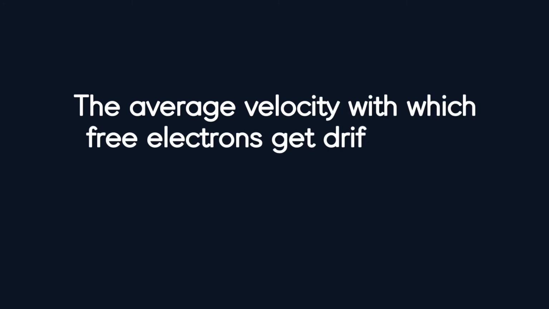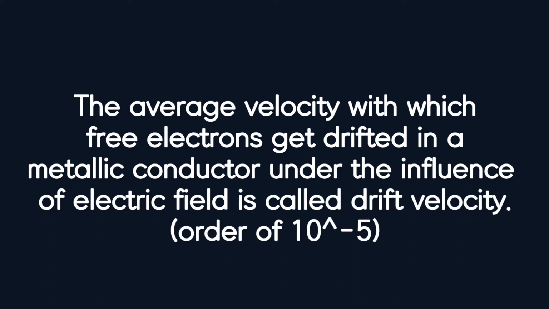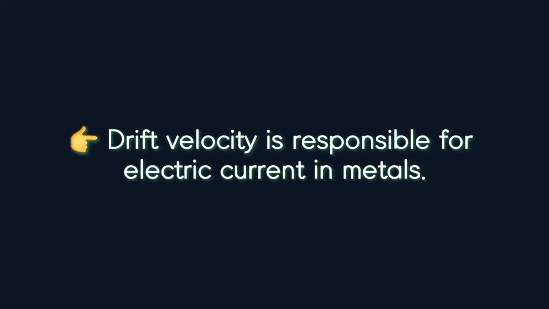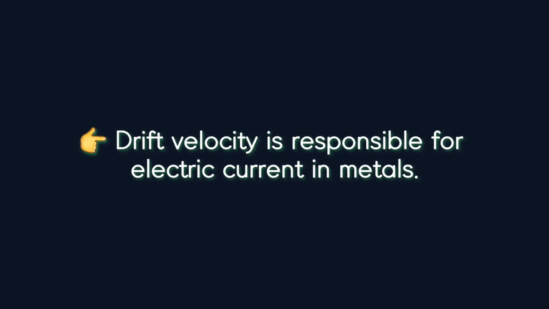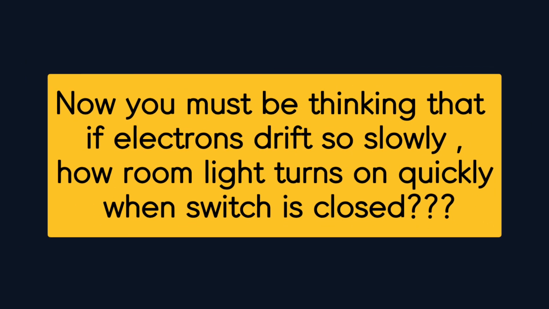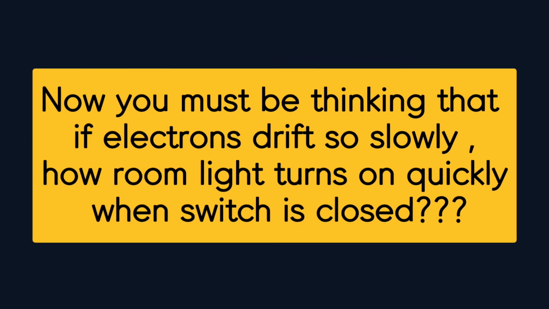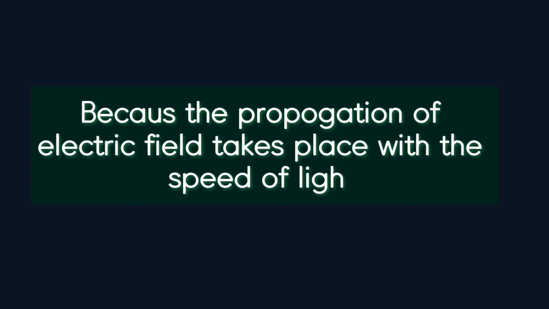The average velocity with which free electrons drift in the metallic conductor under the influence of an electric field is called drift velocity. This is of the order of 10 to the power minus 5 meters per second. Drift velocity is responsible for electric current in metals. Now you must be thinking, if electrons drift so slowly, how do room lights turn on quickly when the switch is closed? Because the propagation of the electric field takes place with the speed of light.